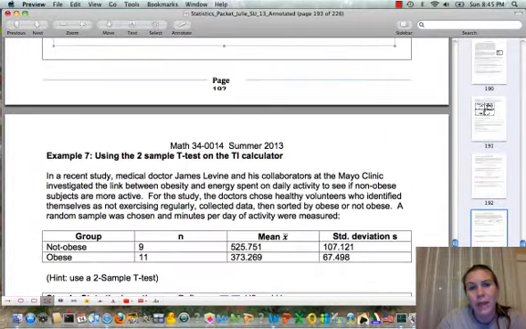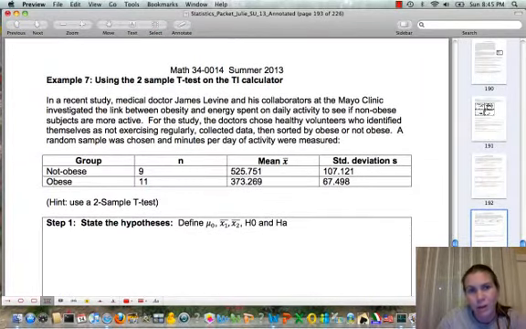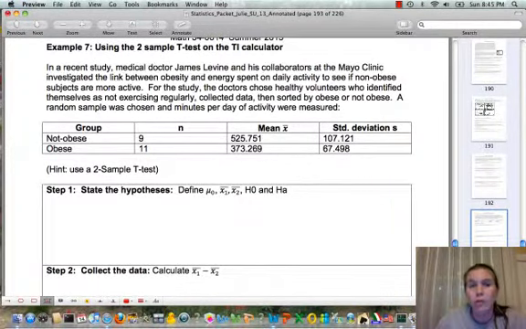Now on page 193, we're going to look at another example using the two-sample t-test on our TI calculator. So in a recent study, medical doctor James Levine and his collaborators at the Mayo Clinic investigated the link between obesity and energy spent on daily activity to see if non-obese subjects are more active. For the study, the doctors chose healthy volunteers who identified themselves as not exercising regularly, collected data, and then sorted by obese or not obese. A random sample was chosen and minutes per day of activity were measured.